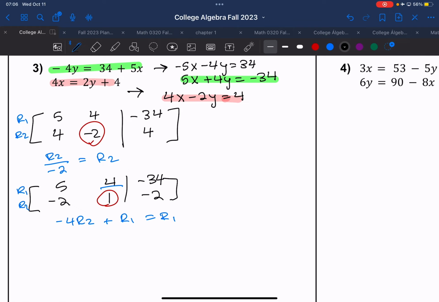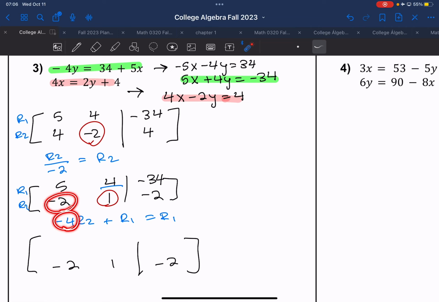And let's start to rewrite this so you can see. So again, row 2 stays the same. We're taking -4 times row 2, which is -2. What number is that? 8. And then we're adding it to row 1, so it's 8 plus 5. 13, so that's our first one. Then we're doing -4 times row 2. That's -4. Add it to row 1, we get 0.